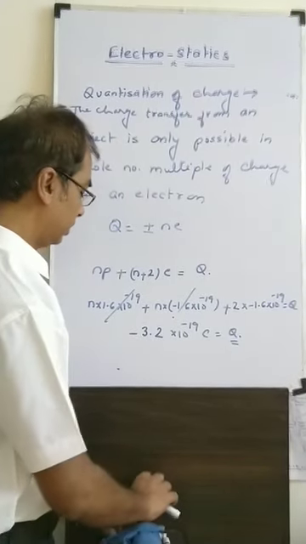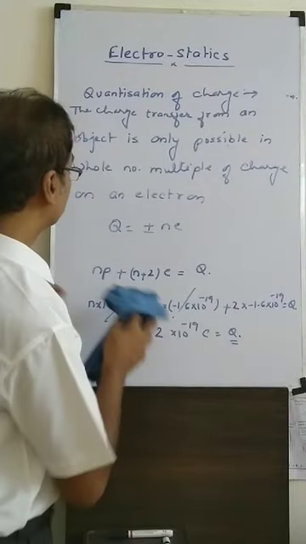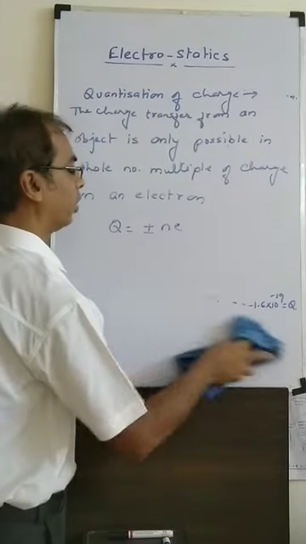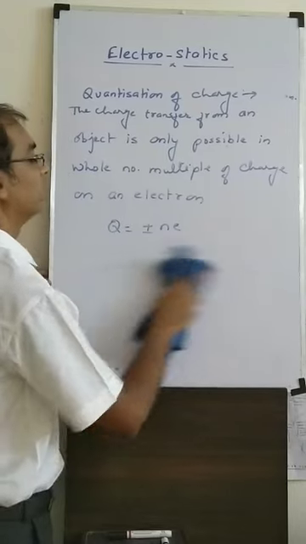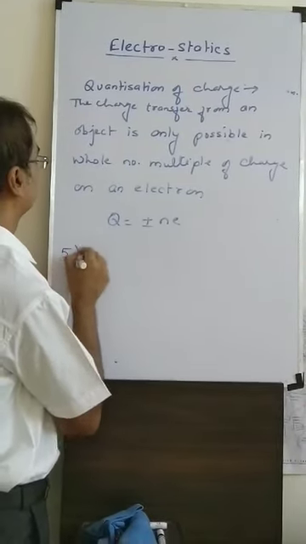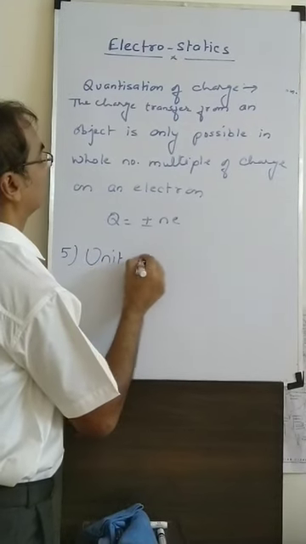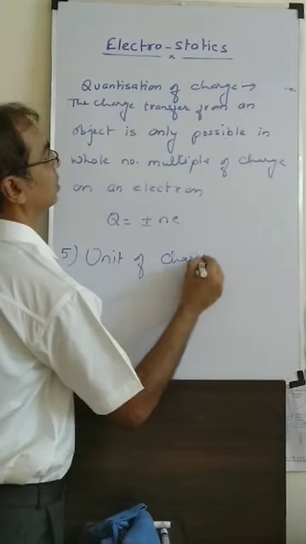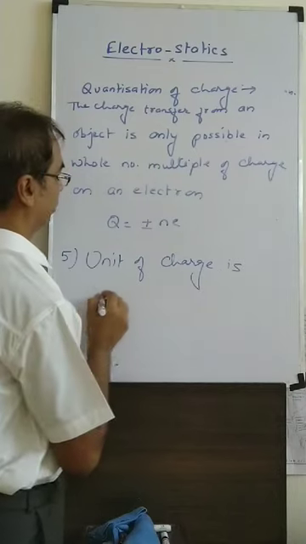Okay, is that clear? So then what is the next property? The next property you have already discussed. What is that? The unit of charge. What is the unit of charge? The unit of charge is coulomb.